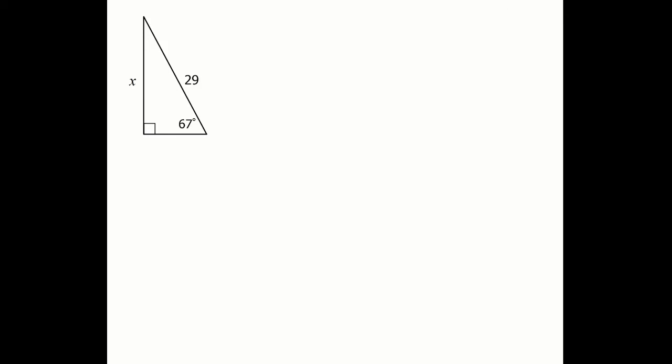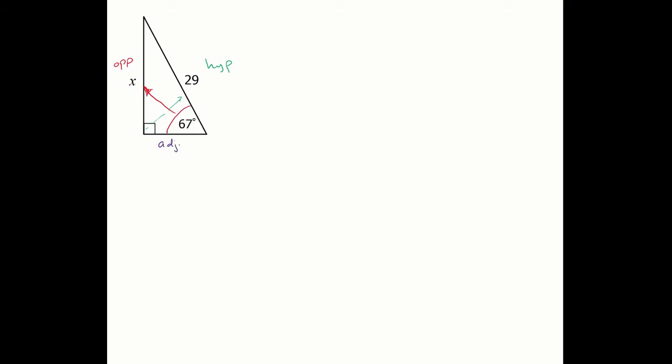So this is my first problem, and the first step I'm going to do is identify my angle of reference. Once I have my angle of reference, the side that's directly across from it is what we call the opposite side. The side that's never going to change is the hypotenuse, which is either the longest side or the one across your 90. And the one next to the angle is what we call the adjacent side.